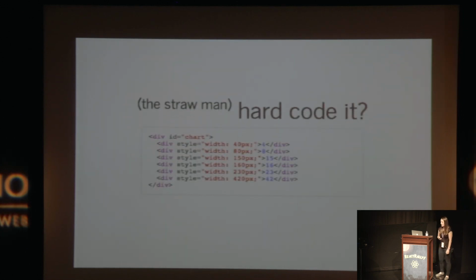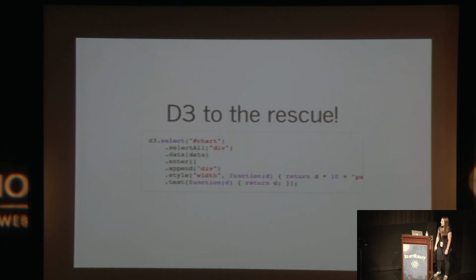The straw man solution that's raised in the article is to hard code it in HTML, where you hand calculate the width that each div should have in order to represent each item in the data array. Obviously, this doesn't scale. So you can do it better with D3. Instead of manually creating the divs to represent each item in the data array, you can use D3 to bind the data to child divs of the main chart div that you've set up. D3 will actually create these divs if they don't exist yet. That's what this enter call is doing.